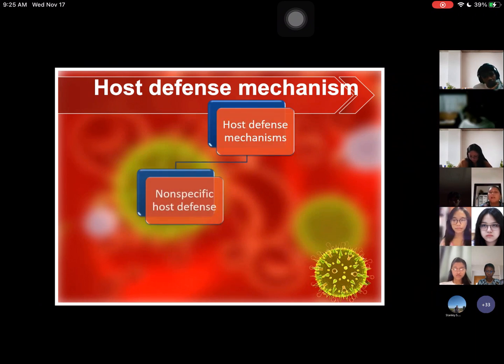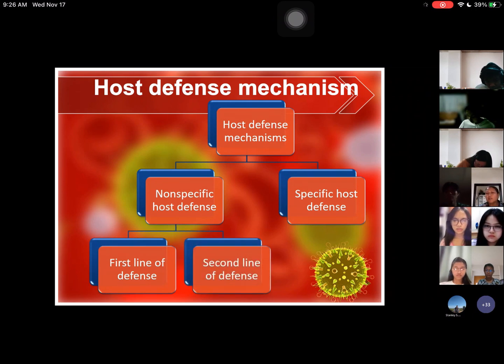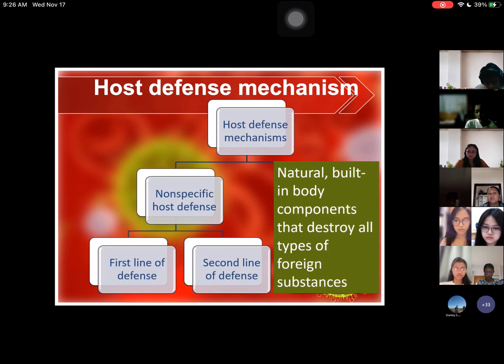Okay, so our host defense mechanism has the non-specific host defense, which is our first line of defense and the second line of defense. Our specific host defense will be our third line of defense. The objective of this topic is to identify which in our system are our first and second lines of defense, and which is our third line of defense.